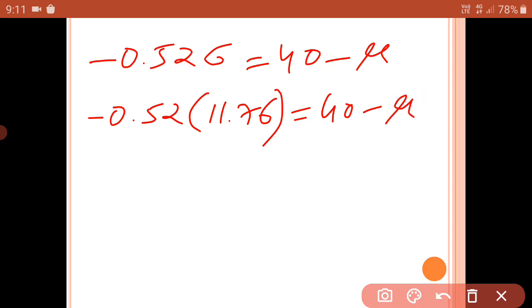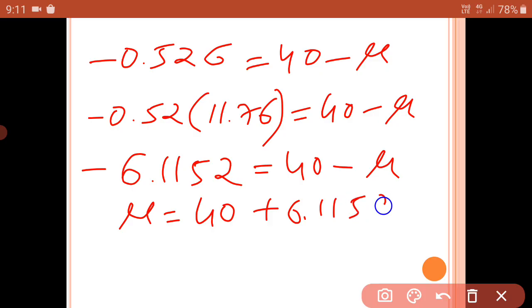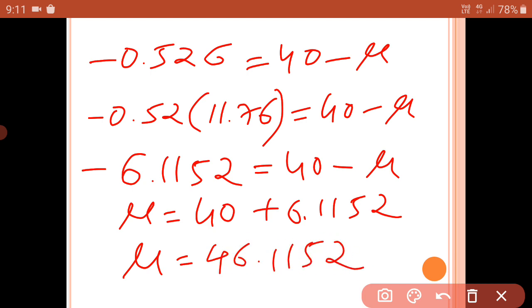Now 0.52 into 11.76, so the answer is minus 6.1152 is equal to 40 minus mu. So mu is equal to 40 plus 6.1152, and the final answer is 46.1152.